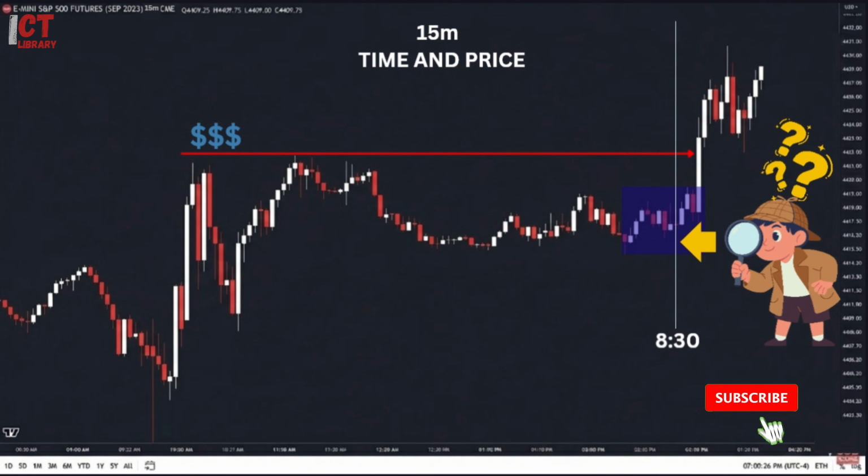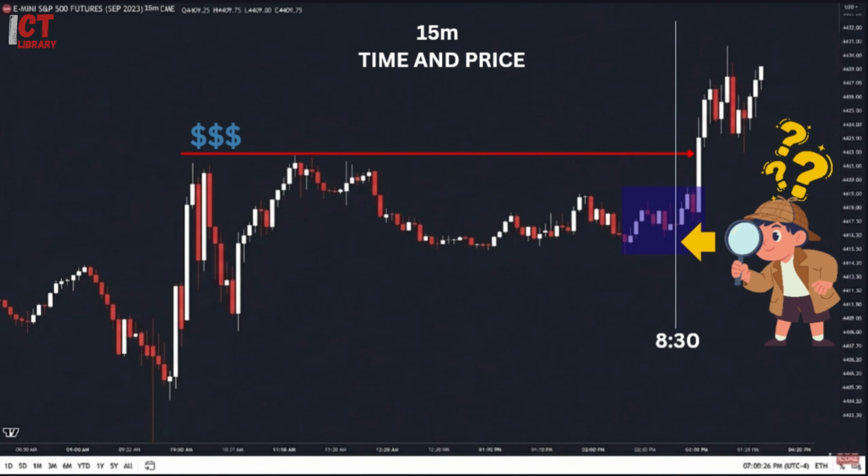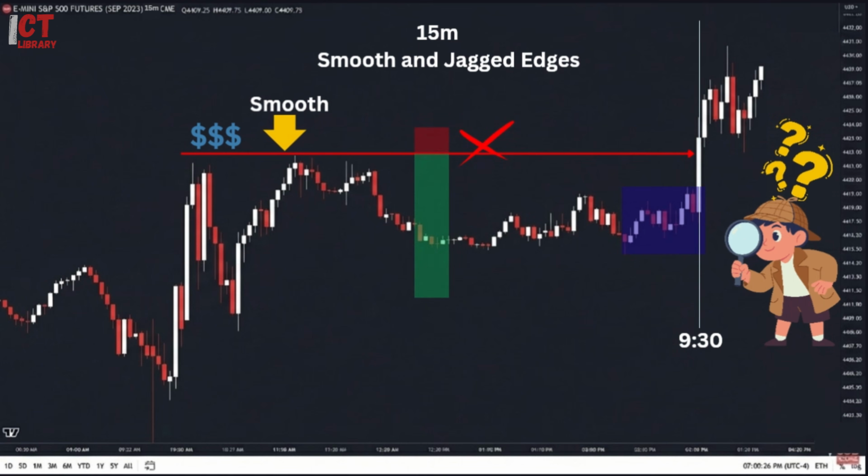8:30 a.m., the engine starts. The market begins moving toward the liquidity pool. 9:30 a.m., the no escape zone. This is when the real volatility kicks in. We shouldn't be surprised when the market explodes at 9:30 and runs through the lunch hour. It has targets to reach on the daily chart. At 8:30, it starts the journey. At 9:30, it finishes the job by taking out everyone who was trapped in the pre-market range. If you can align your bias with these time windows and the 15-minute draws on liquidity, you stop guessing and start following the smart money.